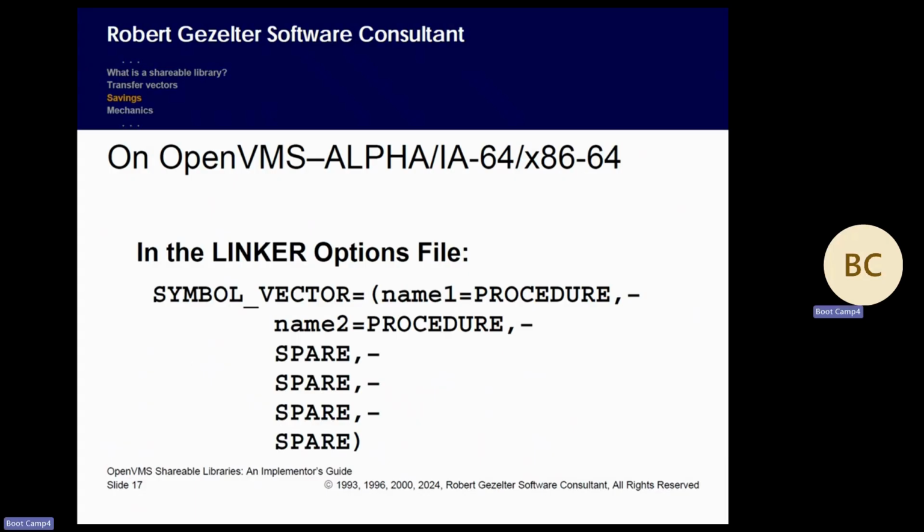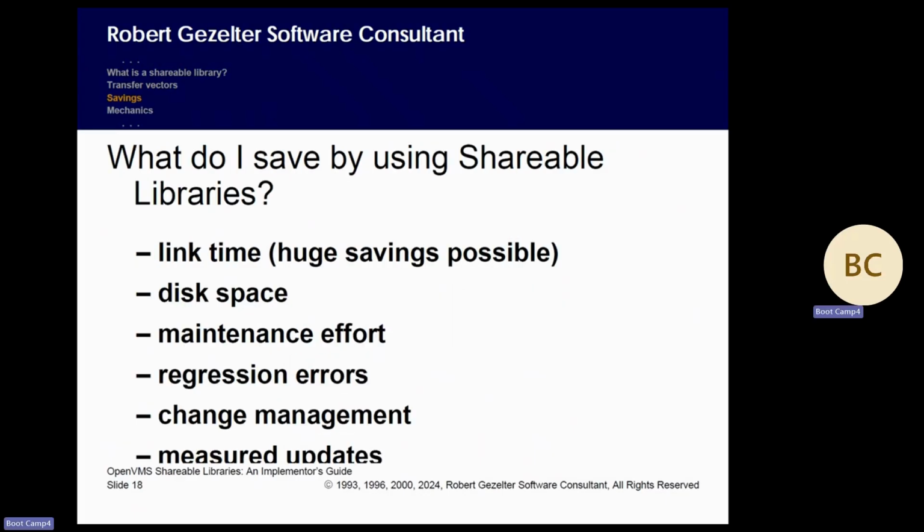On Alpha, x86 and Itanium, in the linker options file, you use the symbol_vector command to define each of the vector entry points for the shareable library. You save link time, you save disk space, you save maintenance effort when there is an inevitable change in the shareable library. You get to manage things, you get to eliminate regression errors, and you get to control the pace of update.